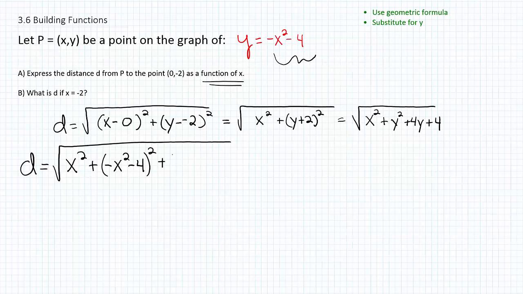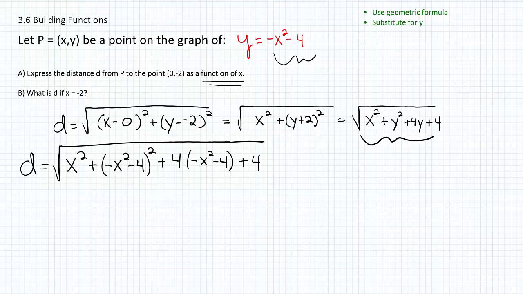And then we'll have plus 4 times y. Now y here is negative x squared minus 4, so we'll plug that in. And then we have plus 4 at the end. So we're basically plugging in y wherever we see a y in that statement, and y, again, is negative x squared minus 4, according to the problem.